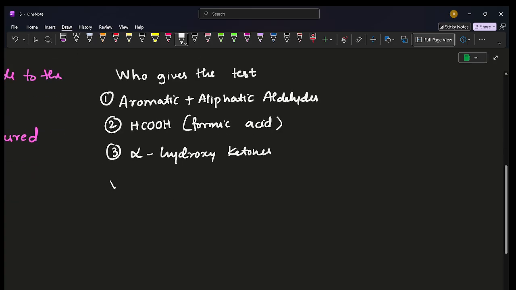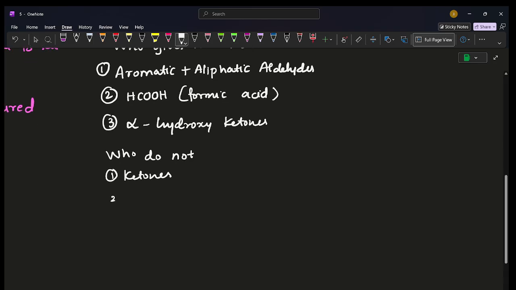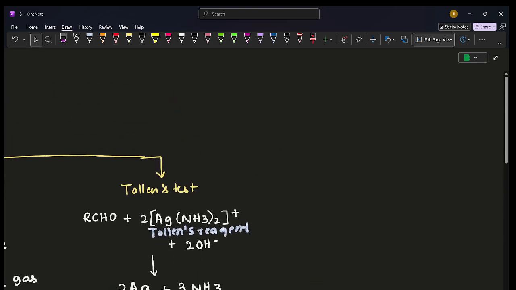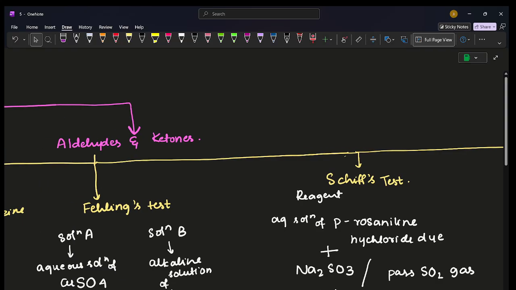And who do not? Ketones and other groups. So remember these three would give: aromatic and aliphatic aldehyde, HCOOH, and alpha hydroxy ketones, and these do not give. Cool. Okay. Moving on to the next group.